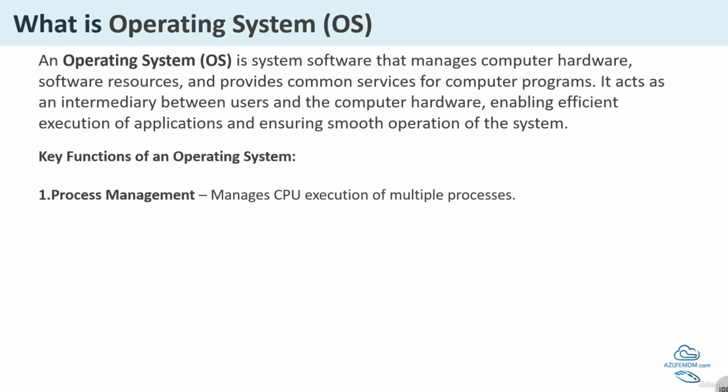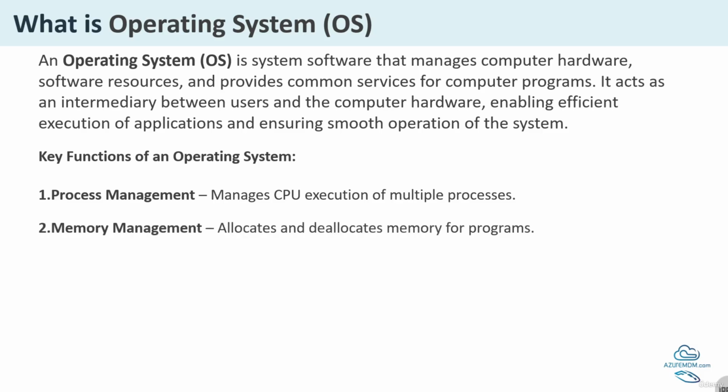Process management. It manages CPU execution of multiple processes. That means the operating system makes sure all your programs take turns using the computer's brain, that is CPU, like a traffic cop. It keeps everything moving smoothly so apps don't crash.